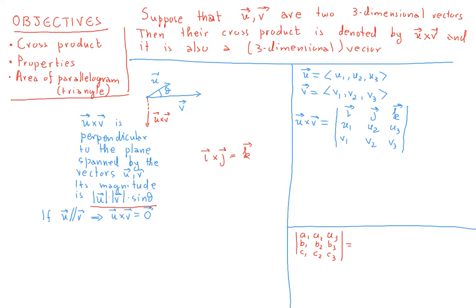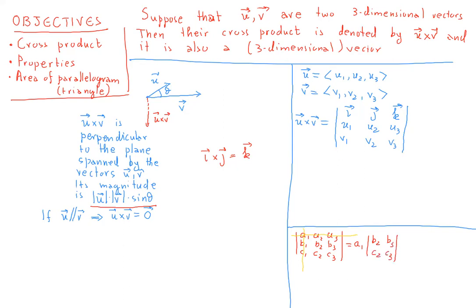Then you take the first entry of the first row, A1, and then you try to imagine what will happen if you delete the first row and the first column. So imagine that you delete the first row and the first column, then you come up with a 2x2 determinant, which is what? It's B2, B3, C2, C3.